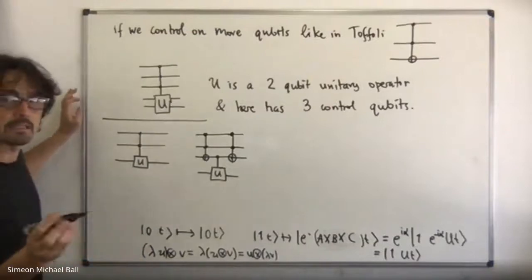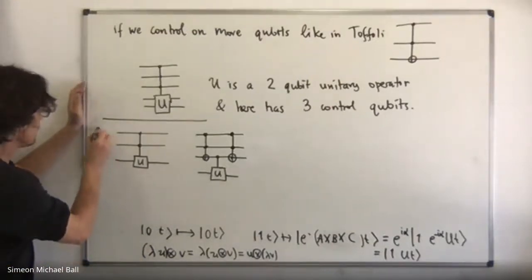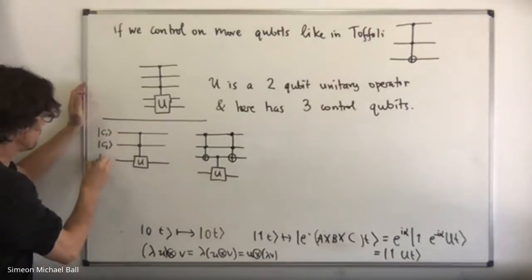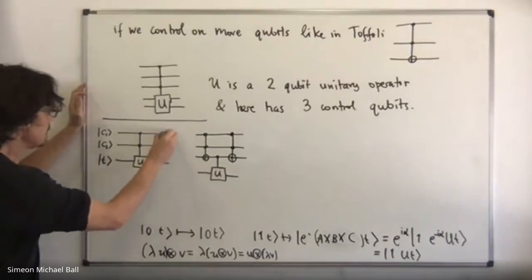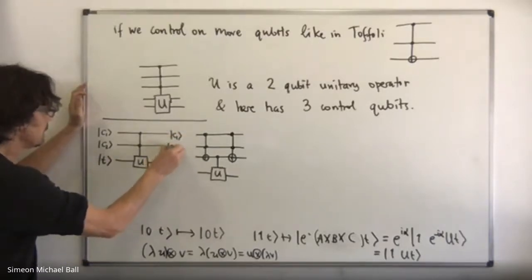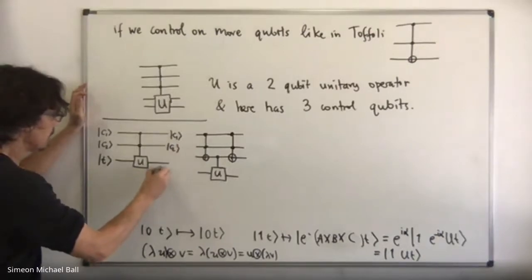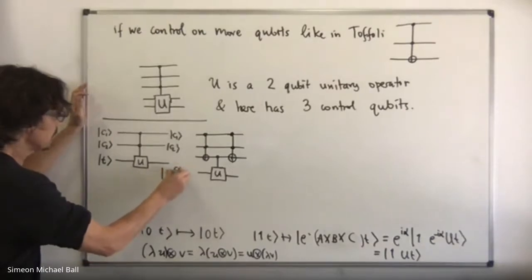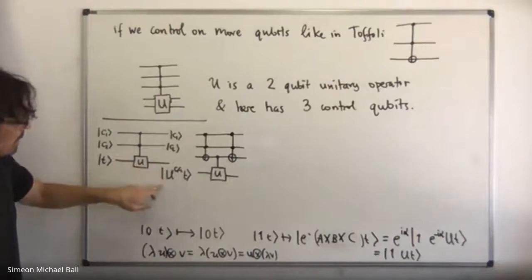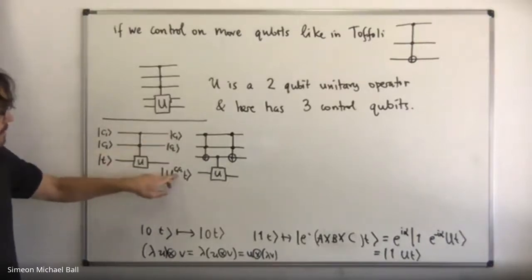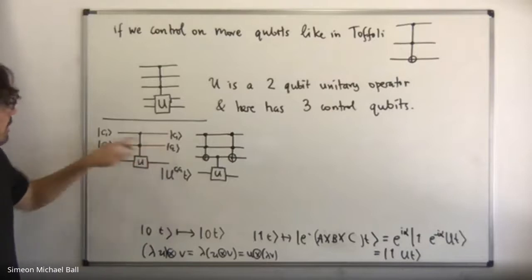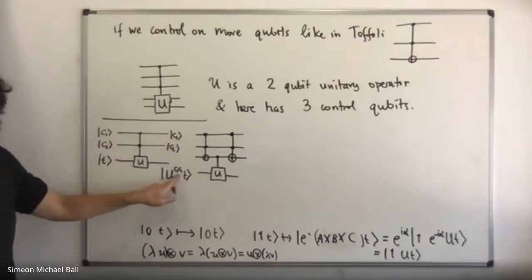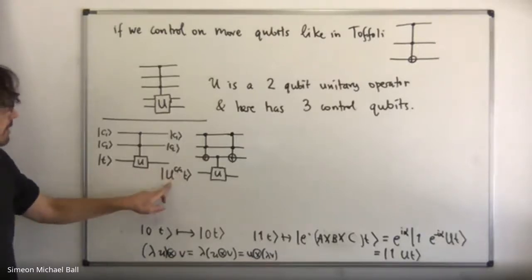So let's put some letters in here so we see what we're talking about. This is C1, C2, and T is coming in here. What this will do is nothing here, and here it will go to U to the C1, C2, T. So it will apply the U if both of these are set. You're thinking of this as a 0 or 1. If one of them is 0, then this is 0, and nothing happens. If they're both 1, then this is 1, and you apply the U.